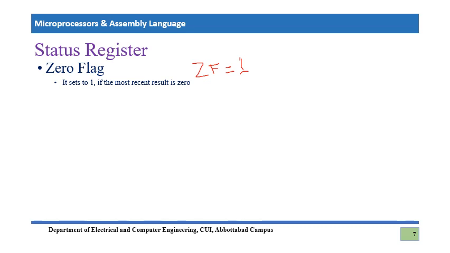The zero flag is quite a useful flag, and it's quite easy as well. Whenever there is a result which is equal to 0, the zero flag will become equal to 1. And if the result is non-zero, ZF remains equal to 0. So that is the logic.